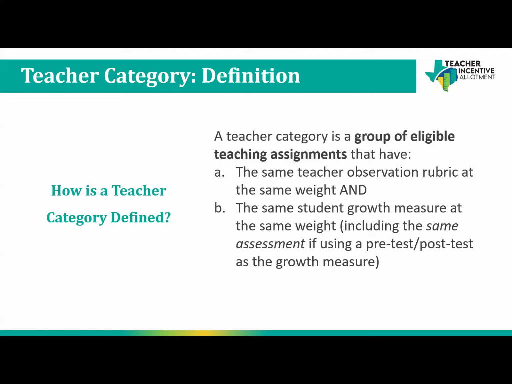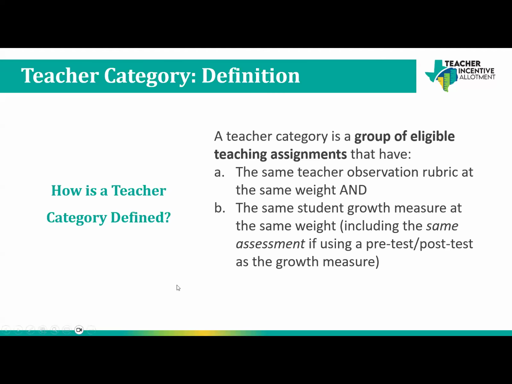They're using the same teacher observation rubric, say it's t-tests, at the same weight, and they're using the same student growth measure at the same weight, including using the same test. So you can combine teaching assignments into the same category if they're all using the same test, they're all using MAP, they're all using STAR, those can all go together. Even though math is different than reading, you can combine them into the same category if they're using that same assessment. If they're using different assessments, they cannot be combined into the same category.